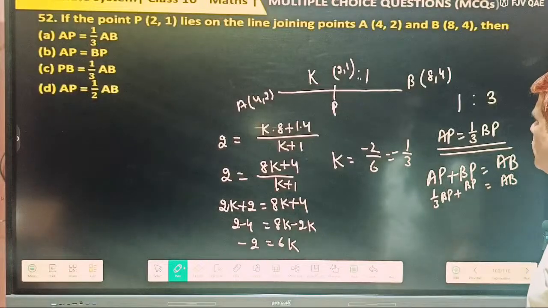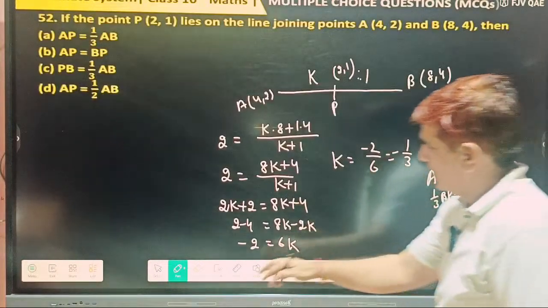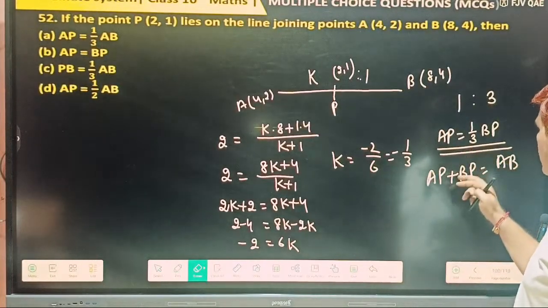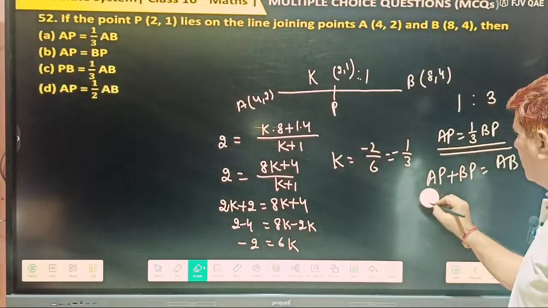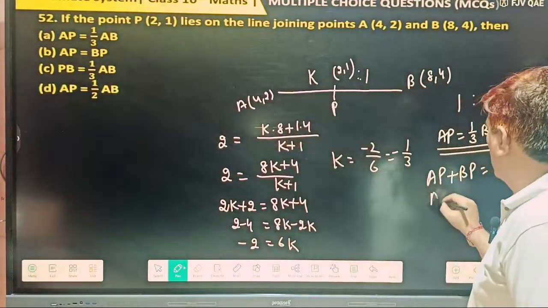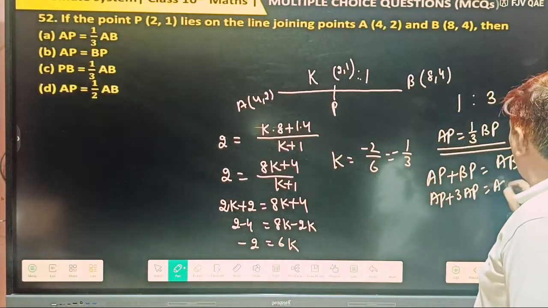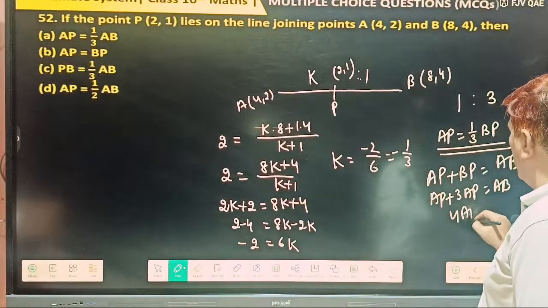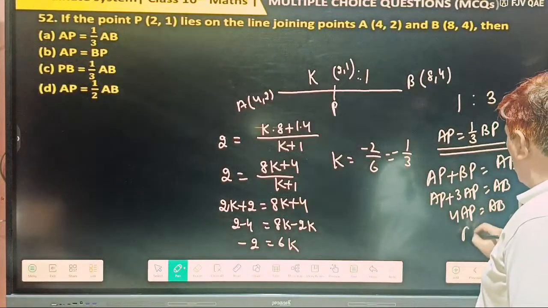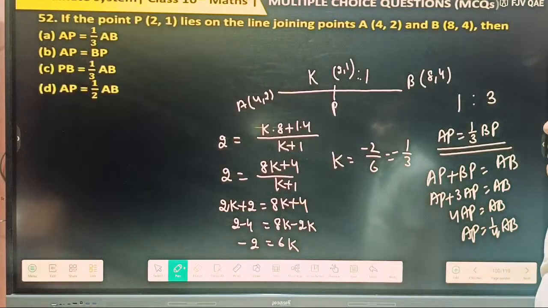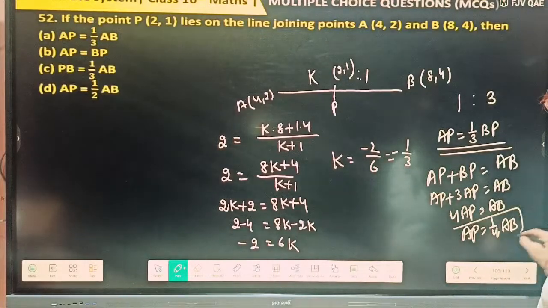AB. AP we have to find out, sorry. What we have to find out? AP. So I can write AP plus 3AP is equal to AB. So 4AP equal to AB. So AP equal to 1 by 4 AB. The answer is not given in the options. So this is the ratio.